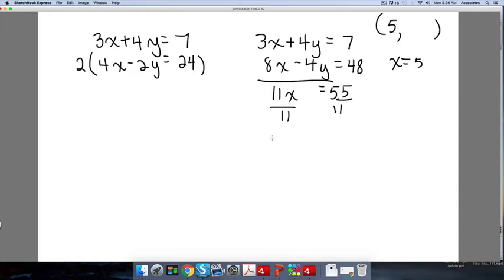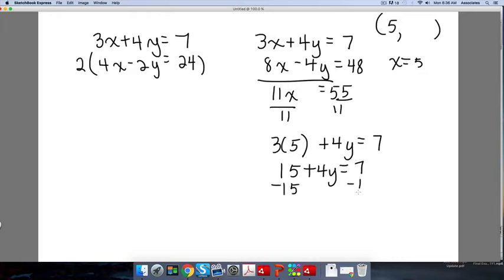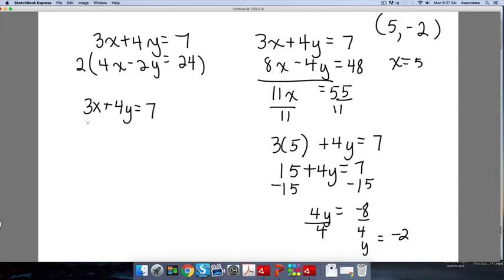Let's plug it back in. 3 times 5 plus 4y equals 7. 15 plus 4y equals 7. Move the 15 to the other side by subtracting 15. Divide both sides by 4, and I get y equals negative 2. Now that's one way I could have done it. Now, if you take these and you go, oh, here's another way I could have done it.